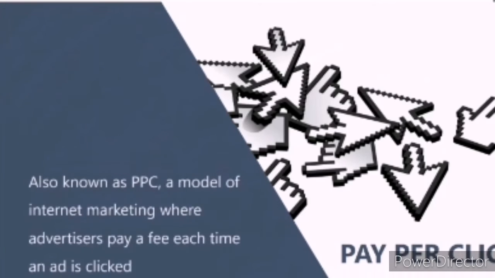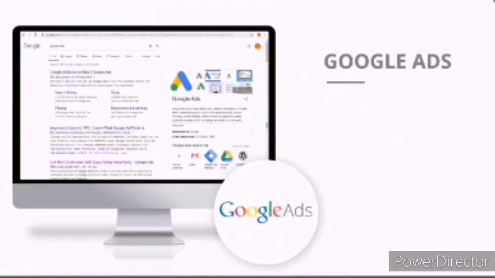Then we have something called pay per click, which is also known as PPC, and that's a model of internet marketing where advertisers pay a fee each time an ad is clicked. The one I'm sure we all know is Google Ads, and there are multiple campaign types within the platform, but the top ones are generally search, so advertising for the search engine results page, then display, putting banners on different websites essentially, and then shopping, which is for e-commerce or retail, and that is essentially a different kind of ad that appears on the search results page as well.